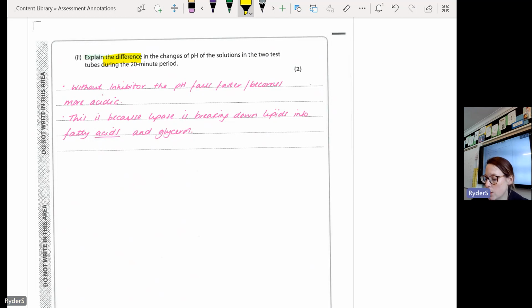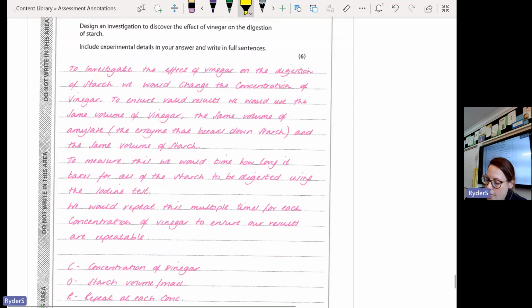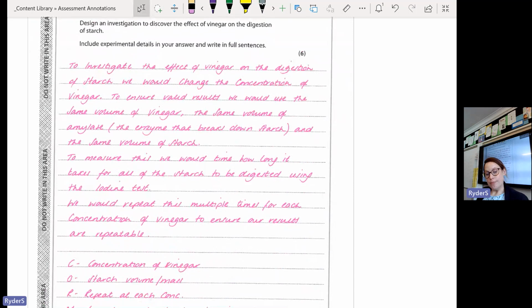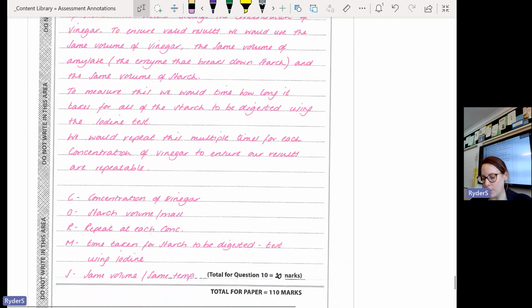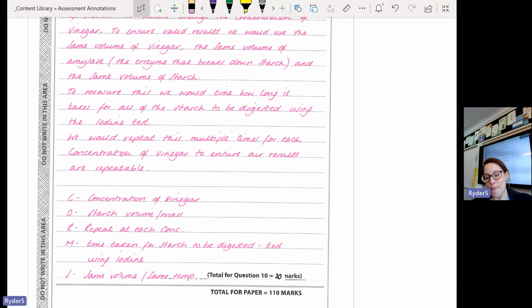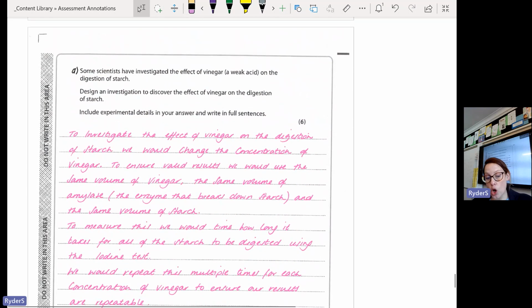Okay, so then we've got the Corms question. Now, this was quite well answered. Remember to plan these out. I've done a little plan down here. And remember that this is based on the context of the question that you're given.